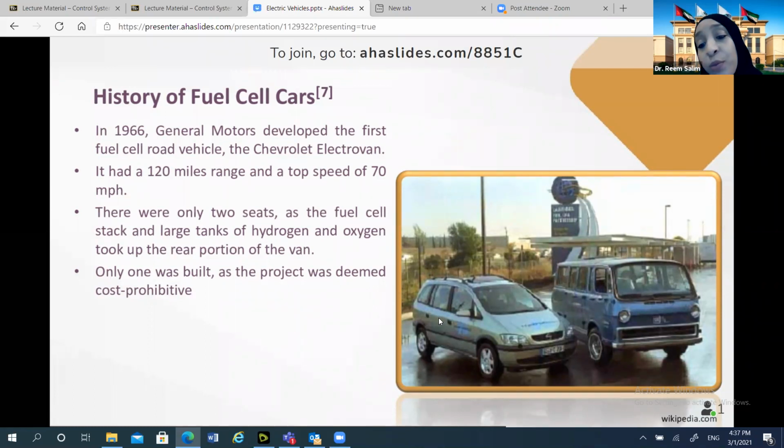And therefore, they only actually produced one car, so they did not produce multiple vans. Only one van was produced. Then the project was deemed not cost effective, and therefore they stopped producing it. It did not get much attention back then. However, later on, we started to have more fuel cell cars as the technology improved and became smaller in size and cheaper. So right now you can see multiple fuel cell cars available in the market.